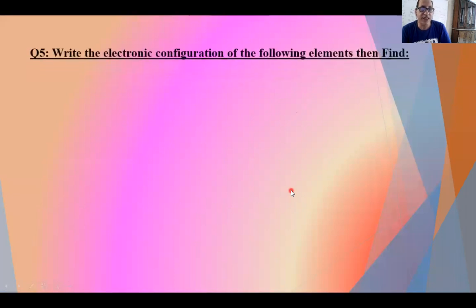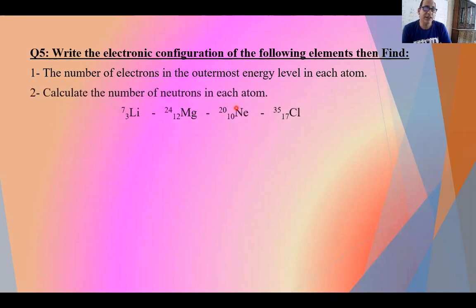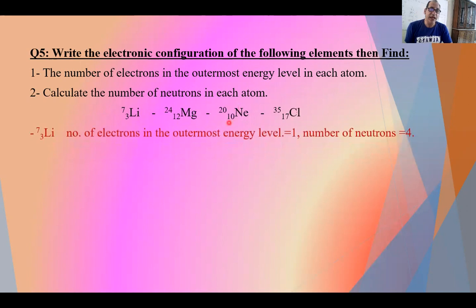Another type of question, electronic configuration again for the following, and find the number of electrons in the outermost energy level in each atom. Calculate the number of neutrons. Let's see here Li, number of outermost electrons 3. The number of neutrons 7 minus 3 equal 4.